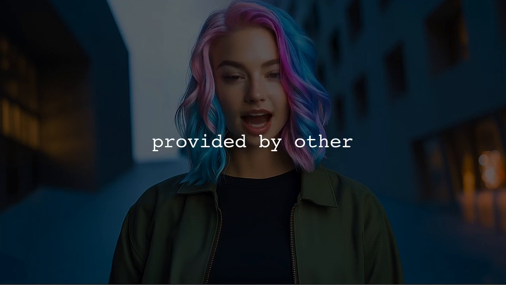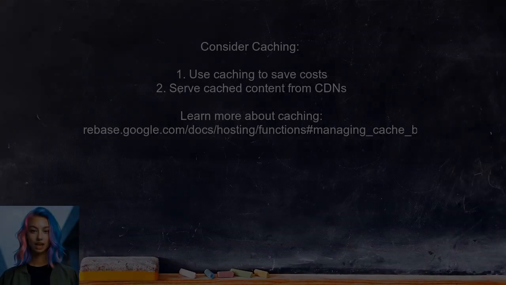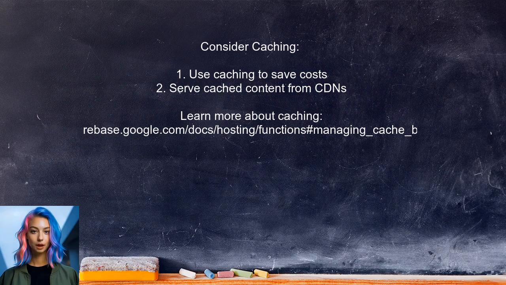Now let's look at the answers provided by other users. This user explains that to pre-render pages for SEO, you should rewrite your app's HTML to point to a cloud function instead of a static document. When the page is accessed, the function generates the HTML dynamically. They also mentioned that if the content doesn't need to be generated every time, you should consider using caching. This allows you to serve cached, pre-rendered content from Firebase hosting CDNs, which can save costs.